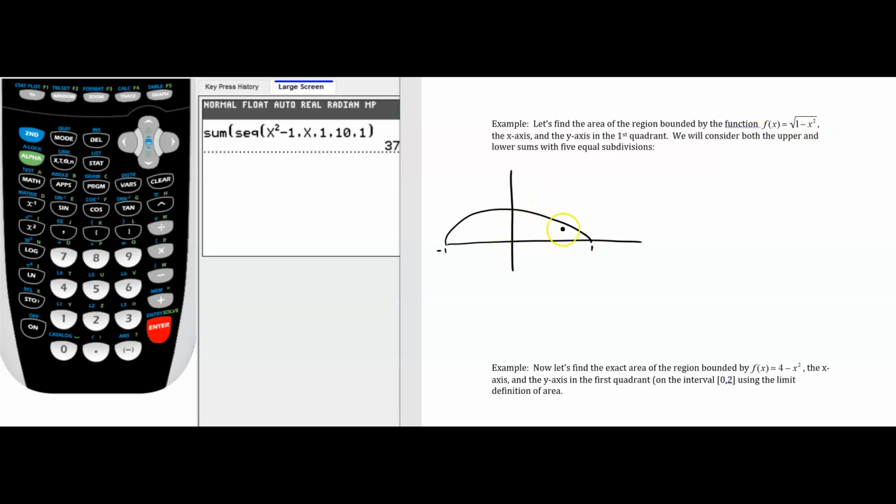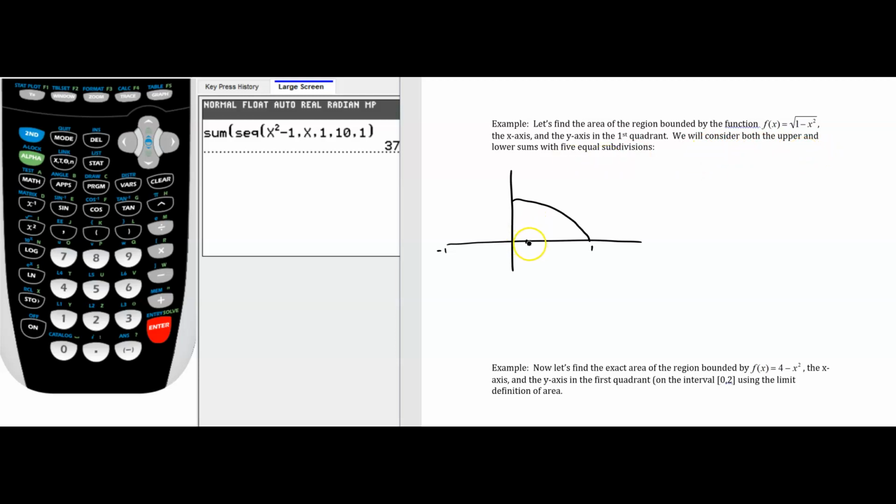So I want all of this area. I really don't care so much about that left side. So just to emphasize that, I'm going to get rid of that left side and just focus on this area right here. And it says let's consider both the upper sums and the lower sums with 5 equal subdivisions.